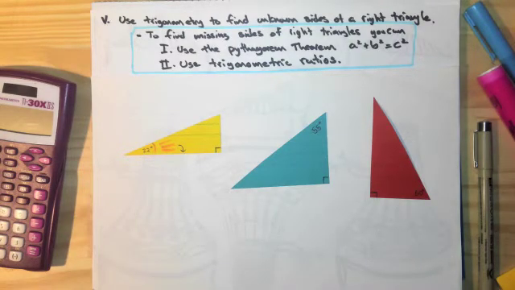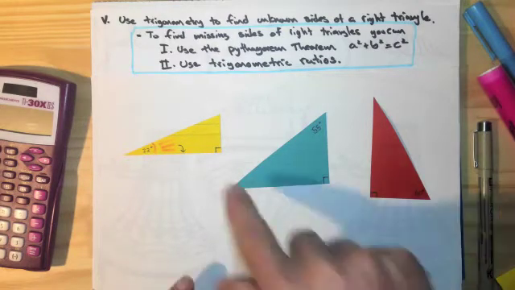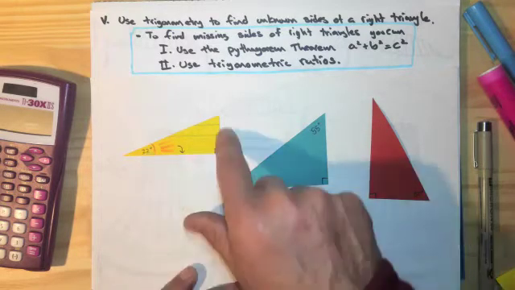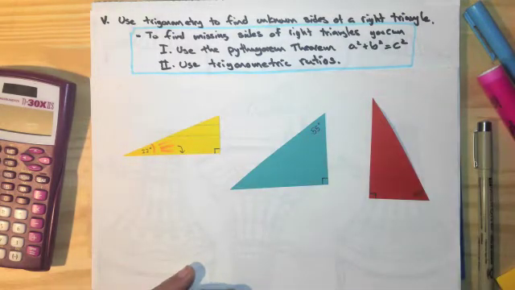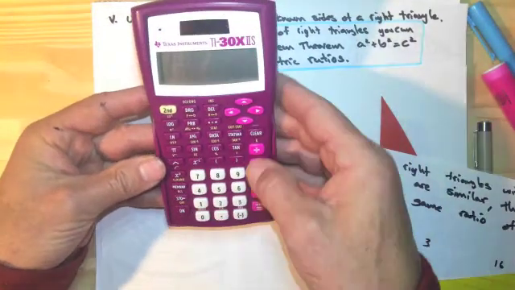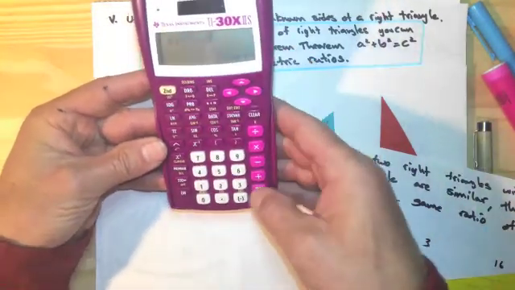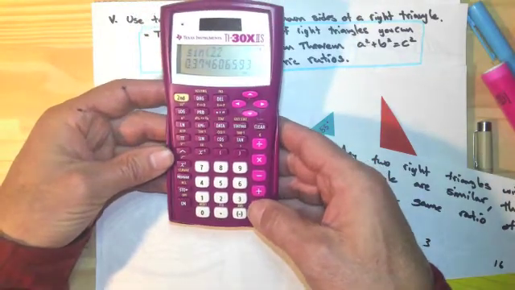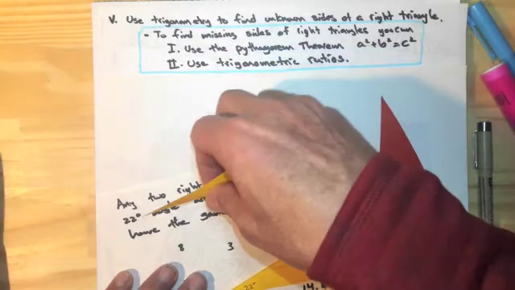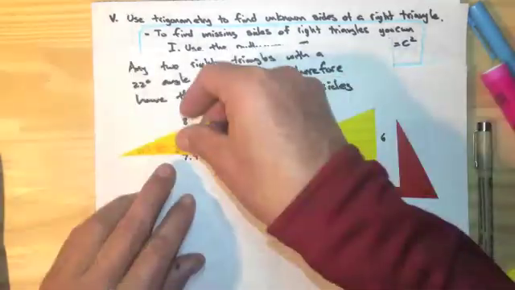I would like to just say that we did some work to see why it works. Any triangle with a 22-degree angle is going to have the same ratio of sides, and that ratio is contained in my calculator. It's called the sine of 22. Sine of 22 is a ratio. Now, I can look at some triangles with a 22-degree angle, like this is one of them.